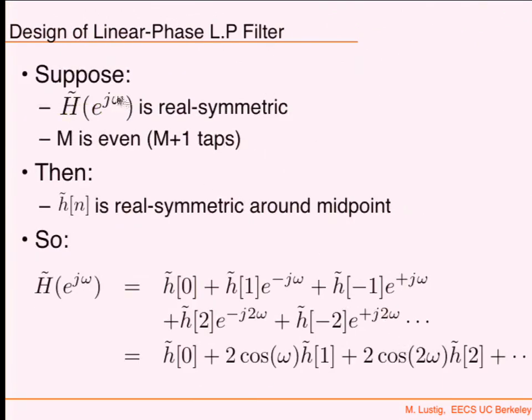Okay. So suppose that this is real symmetric and M is even, so M plus 1 taps, then this is real symmetric around the midpoint. Hence, if I write down the Fourier transform, the DTFT, it's H of 0 plus H of 1 e to the minus j omega, and so on. What I did is reorder it so that you've got 0, 1, minus 1, 2, minus 2, and so on and so forth. Normally, you would count from minus n to n. I just changed the order so you can actually see what's going on. So H0 plus H1 e^(-j omega), H of minus 1 e^(+j omega), right? Because n is minus 1. And then H2 e^(-2j omega), and then H of minus 2 e^(+2j omega), and so on, till you get to n.